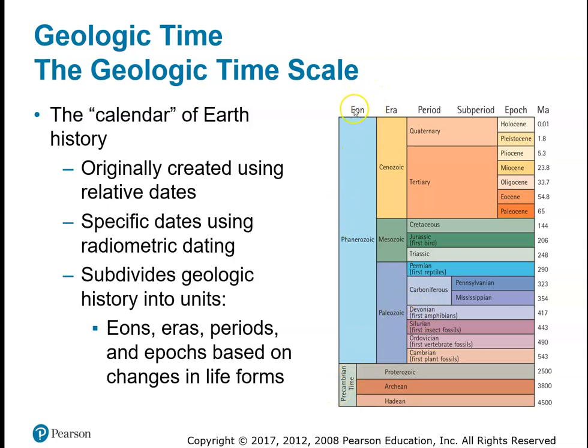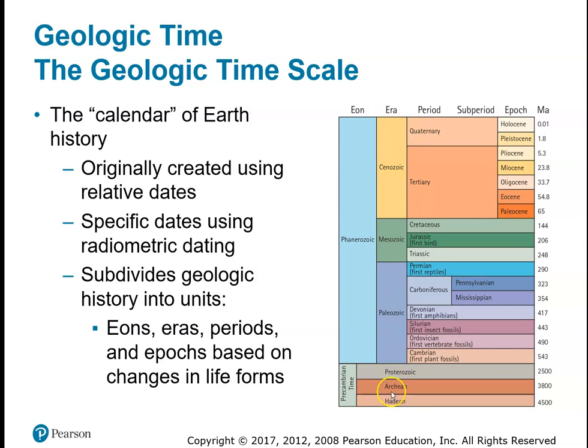It gives us the longest periods, or I shouldn't use the term period actually. The longest amounts of time are called eons, and you can see they're basically broken into the Precambrian and then the Phanerozoic. All right, so the Phanerozoic is broken into the smaller parts called eras. Era is the way I usually pronounce it.